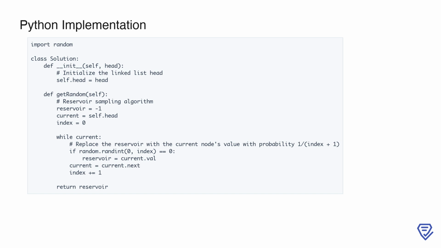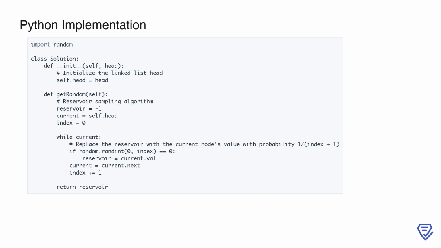The getRandom method is where the random selection happens. A variable reservoir is initialized to store the selected node's value. It starts with a placeholder value of -1. We also define a current pointer for traversing the linked list and an index variable to keep track of the position of the node being processed.